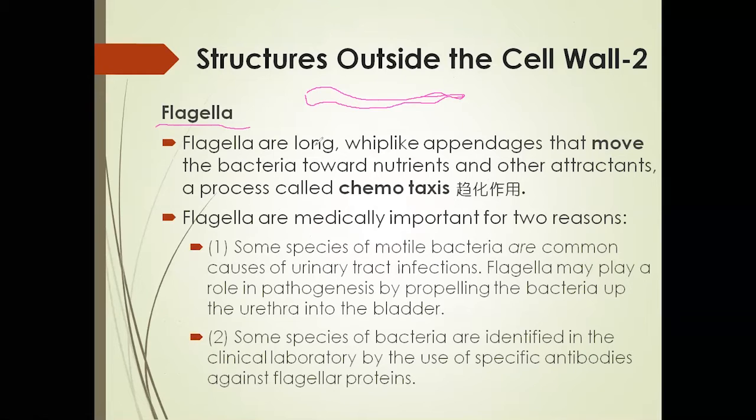So basically these structures are located outside of the cell wall, and even outside of the capsule if the bacteria have a capsule. Their main function is moving, like the legs of the bacteria. They can pretty easily move the bacteria to the nutrition area. What does nutrition mean for the bacteria? Human body cells. Yes, they try to get nutrition there.